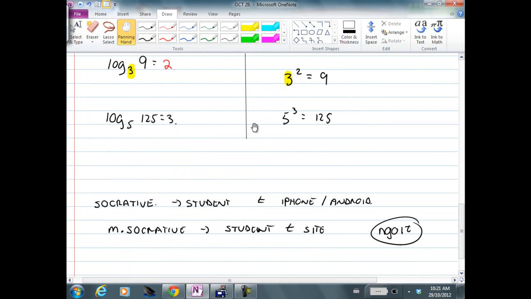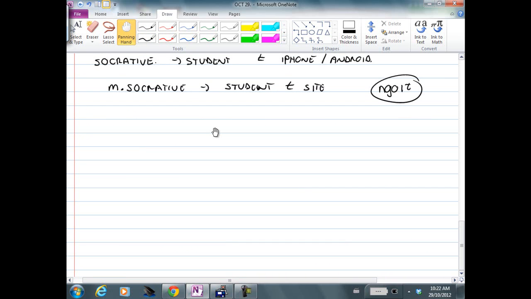We're going to use your smartphones right now. Grab your smartphones out. I'm going to give you multiple choice, and we're going to see what the class votes. Without my help, I want to see who can figure this one out. Log base 4 of 64. If you think the answer is A, 2, B, 3, C, 4, D, 5.